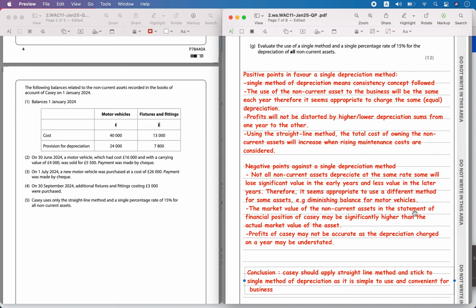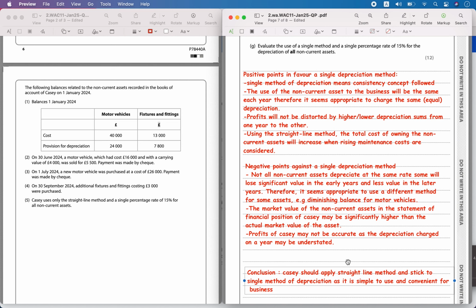So the carrying value of the non-current assets in the statement of financial position of Casey may be significantly higher than the actual market value of the assets. So the market value prices will be different. And also the profit of Casey may not be accurate, as the depreciation charge on each year may get understated.